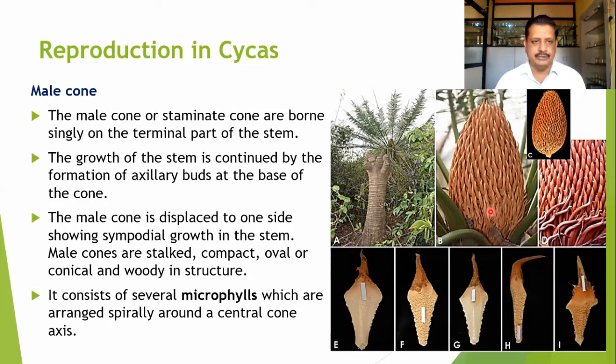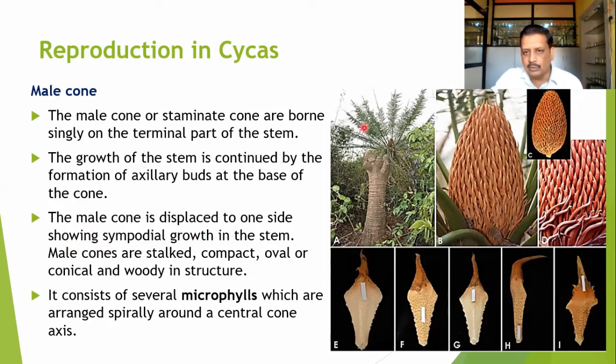This male cone, or the staminate cone as we call it, is borne singly on the terminal part of the stem. Here you can find the columnar stem, and at the end we can observe that the male cones develop. So here you can observe that it is the terminal part of that particular stem. The growth of the stem is continued by the formation of axillary buds at the base of the cones. Beside it, the axillary buds also develop slightly. The male cone is displaced to one side, showing sympodial growth in the stem.